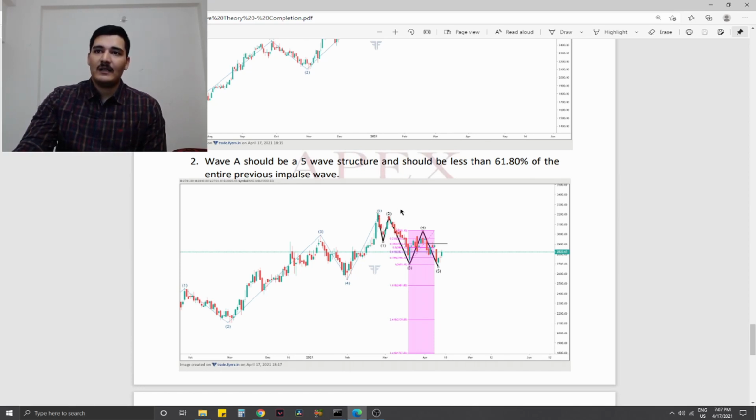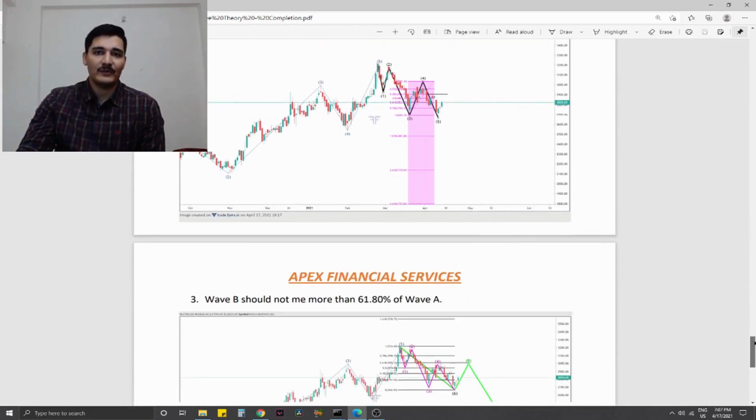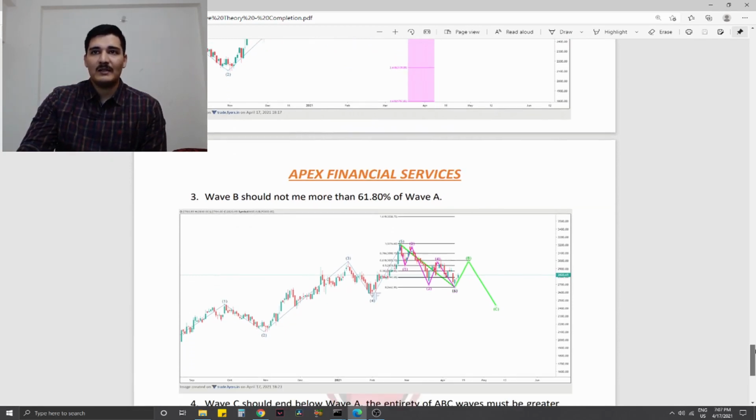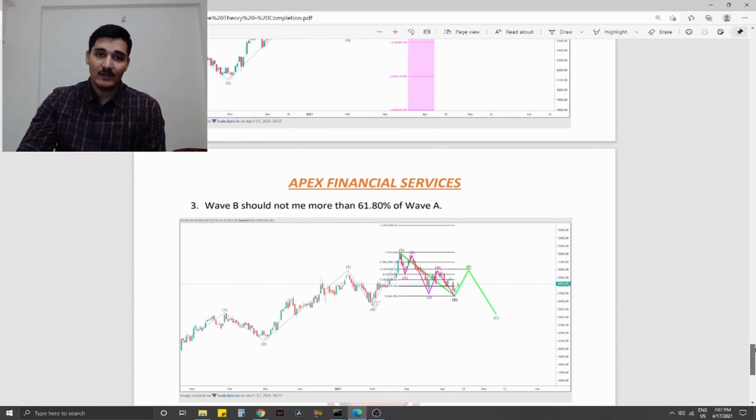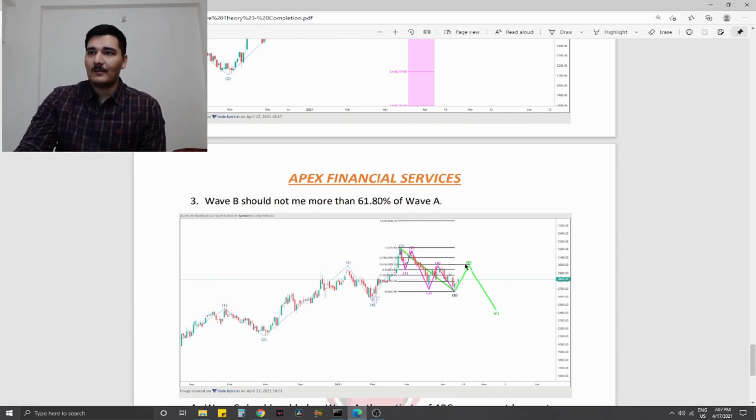Now this being a pretty decent example, not exactly a textbook ideal, but still somewhat acceptable example of a 5-wave impulse pattern, can be referred to as a nice wave A for the corrective ABC pattern. Now when we move on to wave B, or the second part of things, wave B should not be more than 61.8%, here again the Fibonacci comes in, of the wave A, which in our case comes to be somewhere around 3000. Now at this point, wave A has already formed.